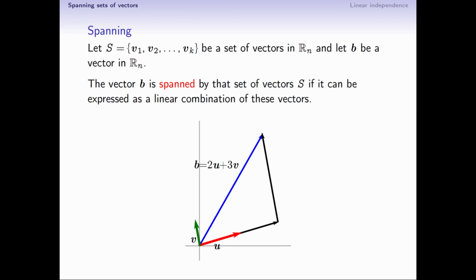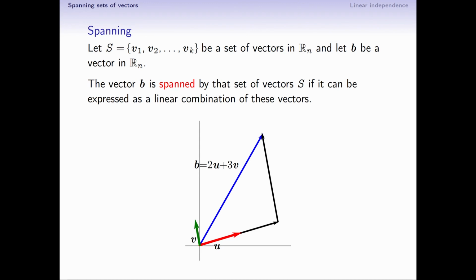Now let S be a collection of vectors in n-dimensional space. We'll call them V1 through Vk. And let B be another vector in n-dimensional space. We will say that the vector B is spanned by the set of vectors S if it can be expressed as a linear combination of these vectors.